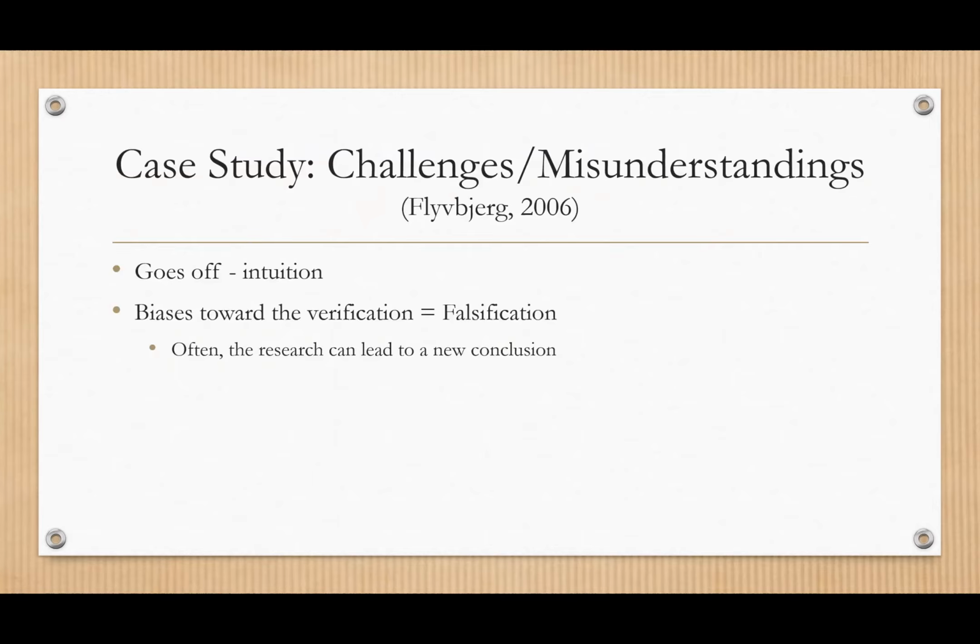Furthermore, in the article 5 Misunderstandings About Case Study Research, it's discussed that the research goes off of, a lot of times, intuition, which could be a challenge. Also, there's bias towards verification that can happen, which could ultimately become false. However, as we identify this, a lot of times the research starts off as maybe a bias, but can turn into a new conclusion by the end of it. So it could be a challenge, and yet it's something that could turn into a new conclusion, which is pretty interesting with those case studies.